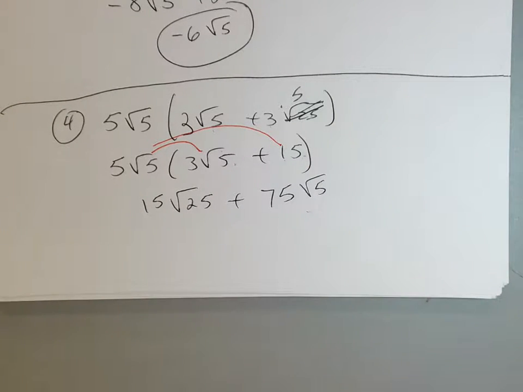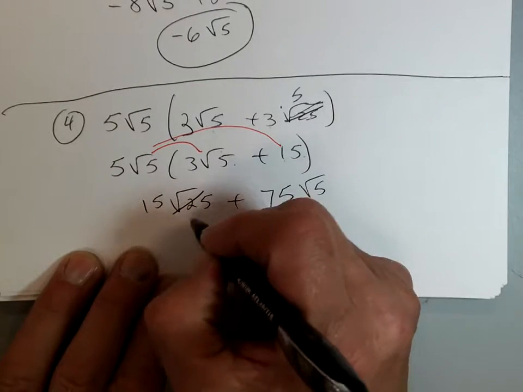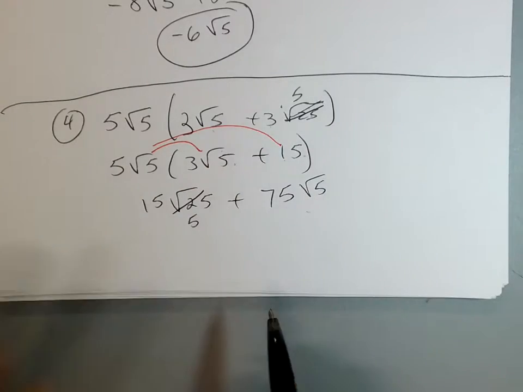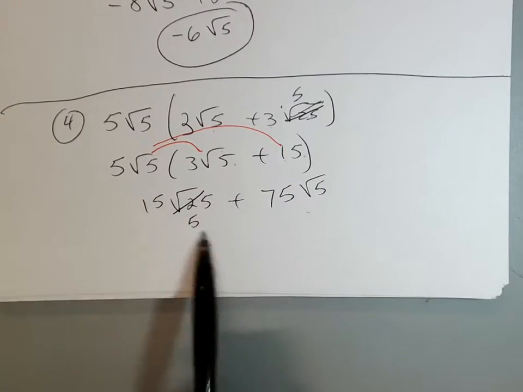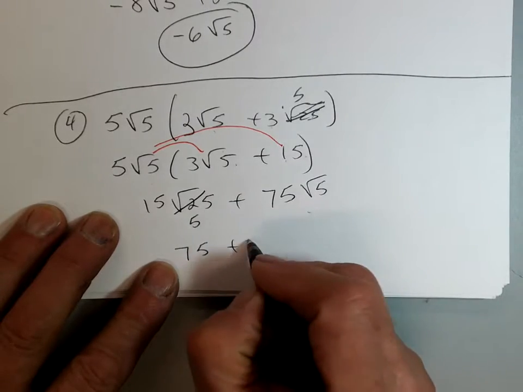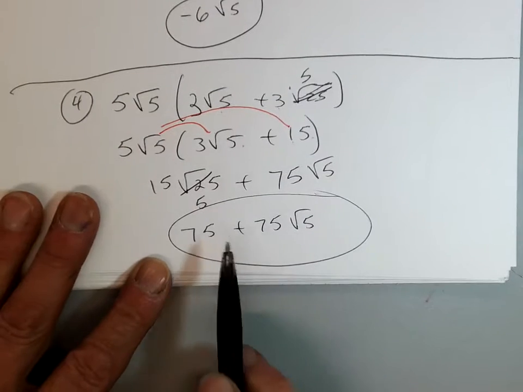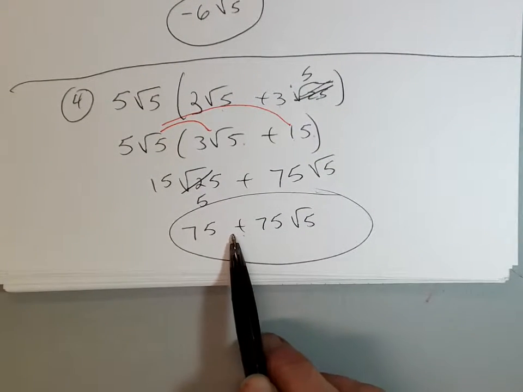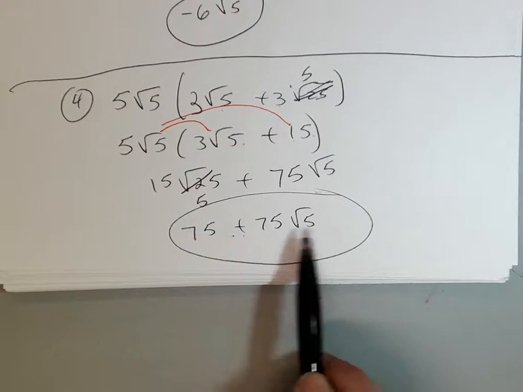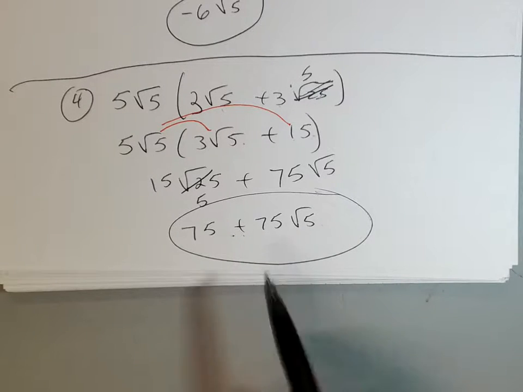And then there is one last thing I can do, right? Yeah, the square root of 25 is 5. And we just saw that 15 times 5 is 75. Do not add these. This is 75, and this is 75 square roots of 5. You can't add these because they're different. Okay?